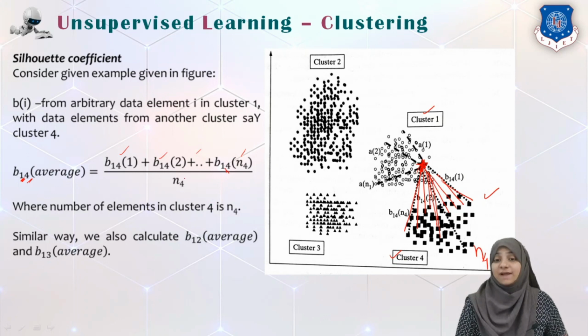Okay, now we have total number of samples in cluster 4 is N4. So in order to take an average, we will divide this sum by N4. So this is nothing but B14.